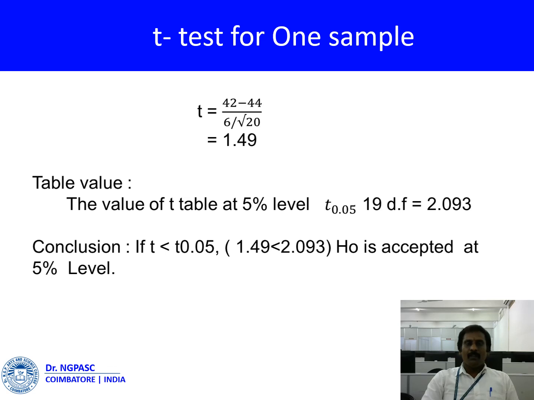You have to find the table value. The value of T table at 5% level, t alpha, with 19 degrees of freedom. n is equal to 20, so n minus 1 is 19 degrees of freedom, and the value is 2.093. This is a two-tail test for the table value. Conclusion: the calculated value is less than the tabulated value, 1.49 less than 2.093, so the null hypothesis is accepted at 5% level of significance. That is the t-test for the one sample mean.